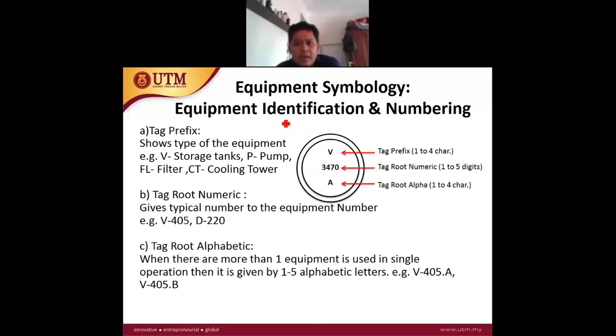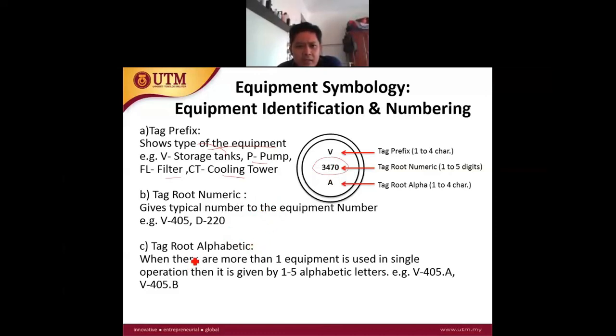The identification process uses a tag system. Usually, this is the basic tag system where we have three lines, one, two, three. But in our example, we will only use two lines. For example, the first line shows the type of equipment, whether it is a storage tank, pump, filter, cooling tower, and so on. The second line shows us the number. There will be similar equipment like tanks. There are many tanks, but we give them different numbering.